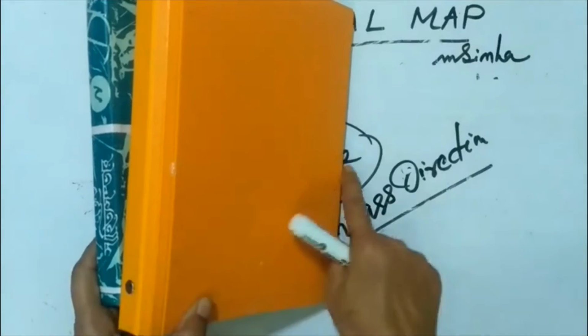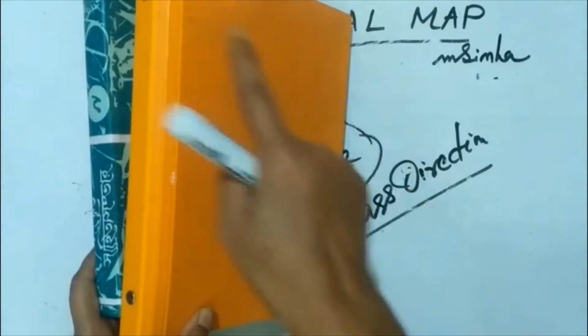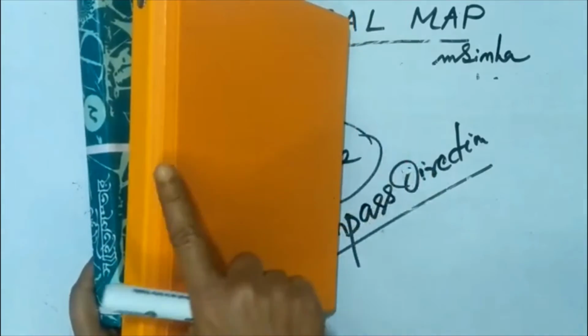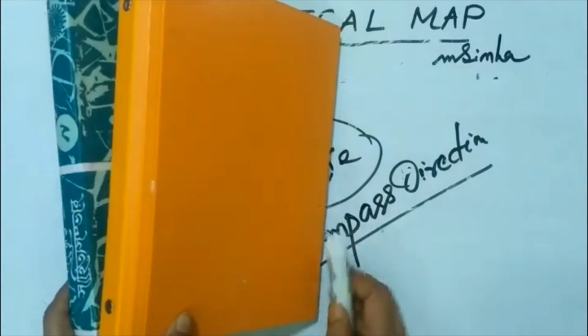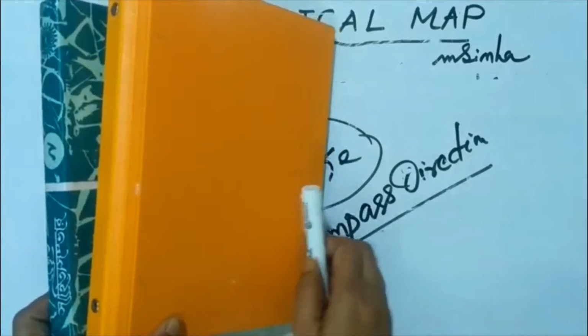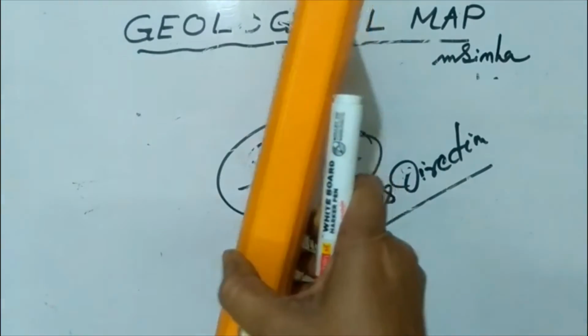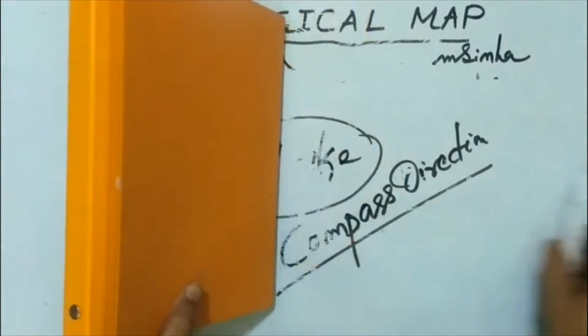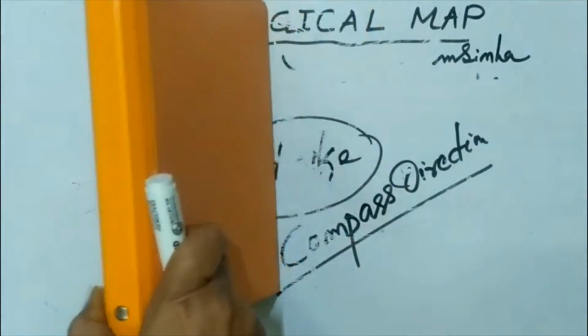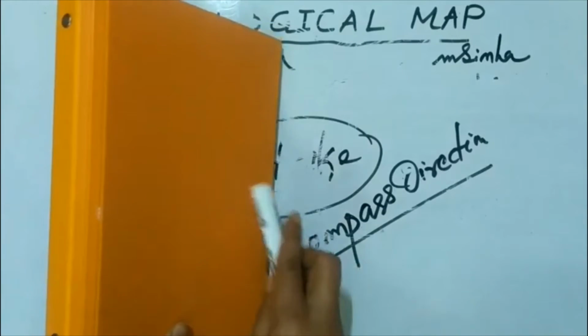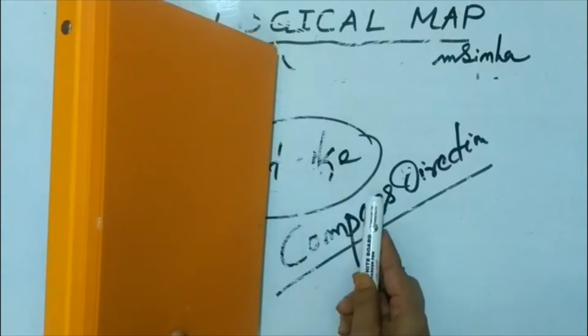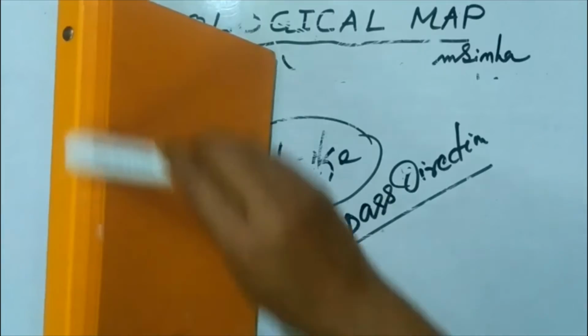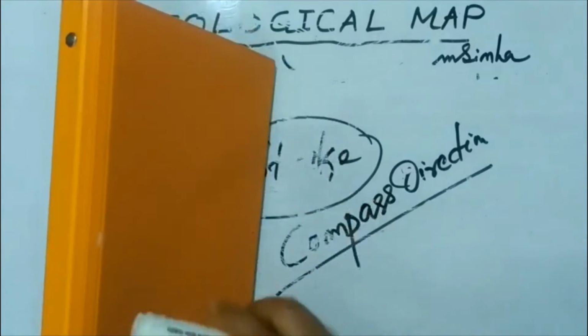Okay, this is the dip. This whiteboard is the horizontal plane. Suppose I took a single book, and this is the horizontal plane. This angle is the dip. What is strike? This alignment is the strike.